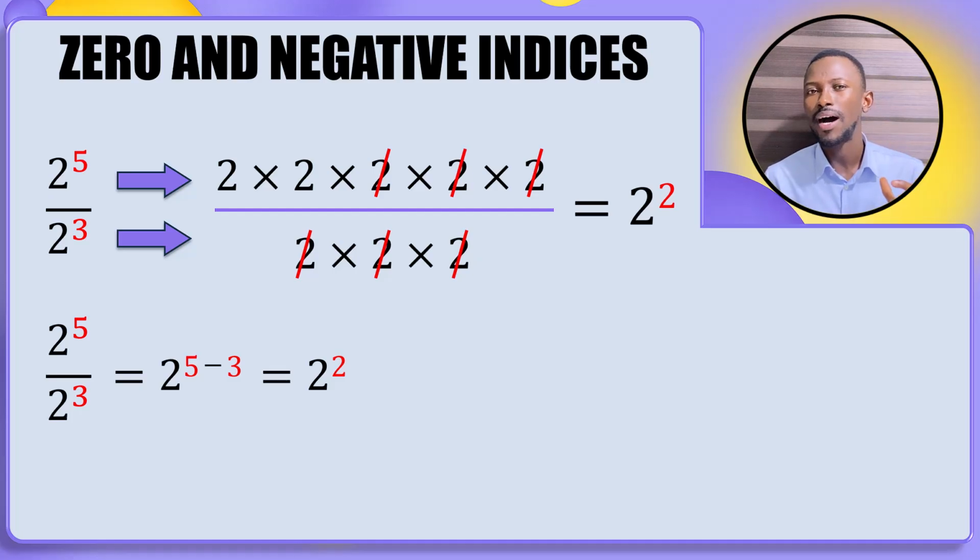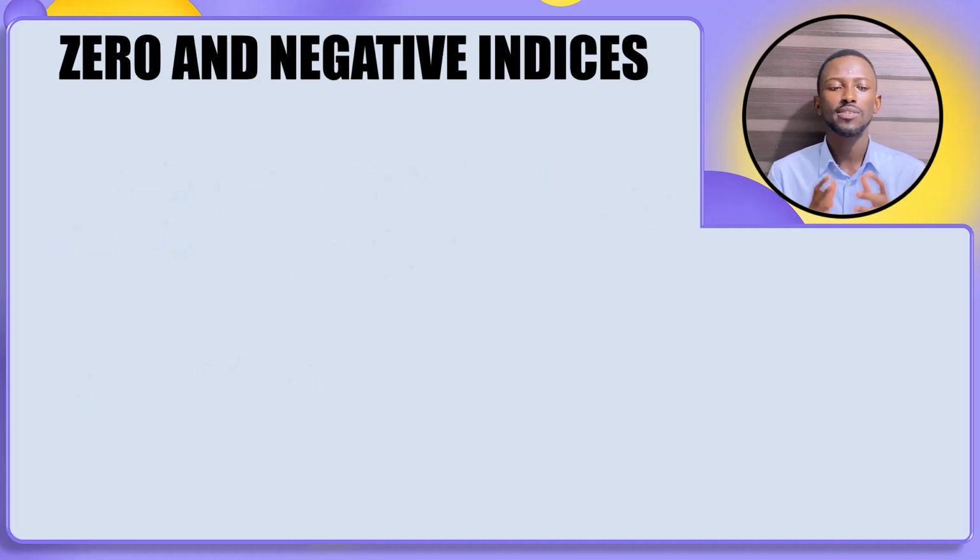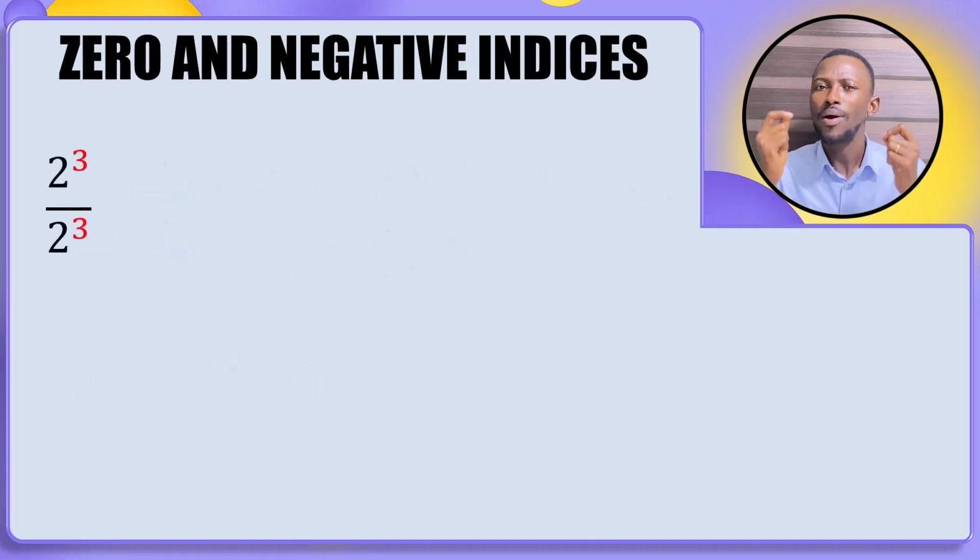This is when the powers are different. So this is what we do when we are dividing. Now I have a question for you. What about if the powers are the same? For example, 2 to the power 3 divided by 2 to the power 3. The powers are the same. What about that? Well, we will go through the same method and see.